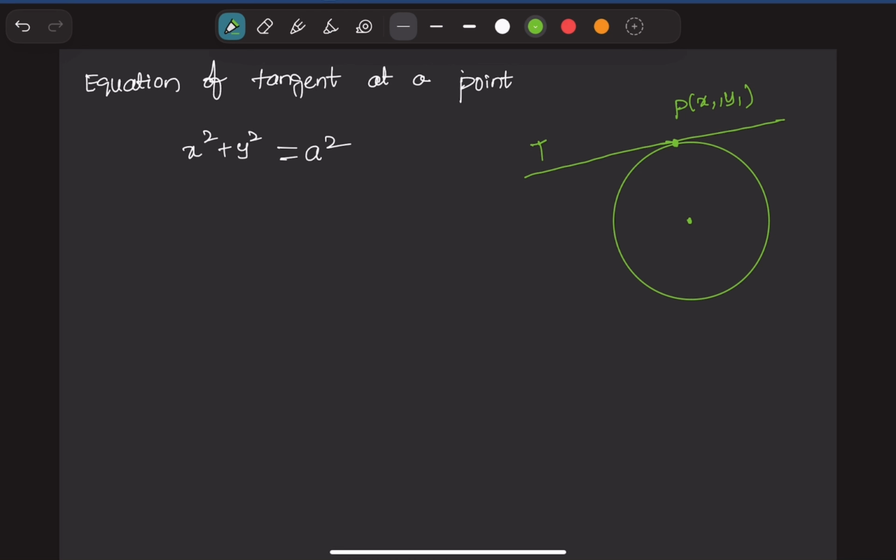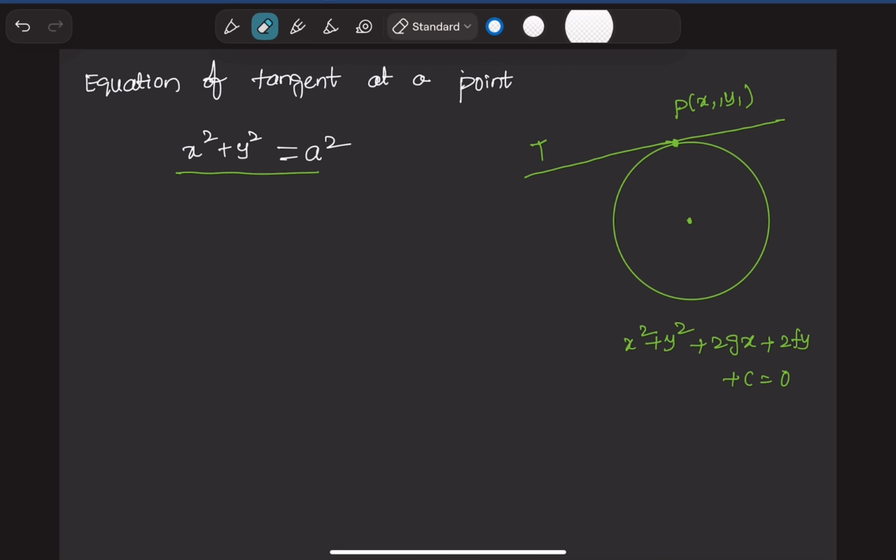We'll first do it for the circle x square plus y square is equal to a square. Then we will generalize it for the circle x square plus y square plus 2gx plus 2fy plus c is equal to 0. Alright. So the center of the circle is simply (0, 0).